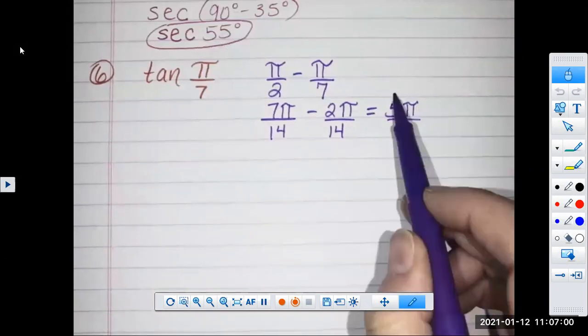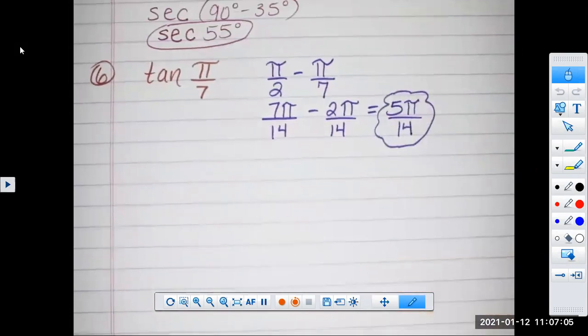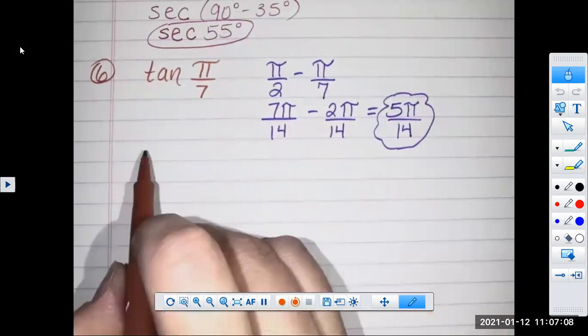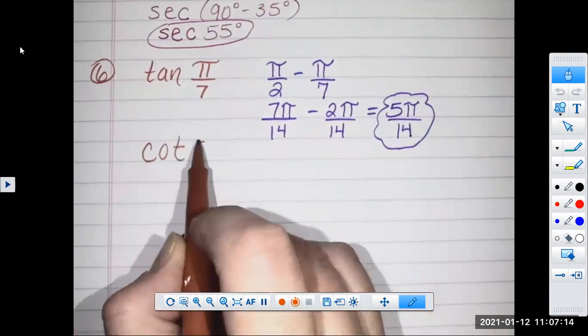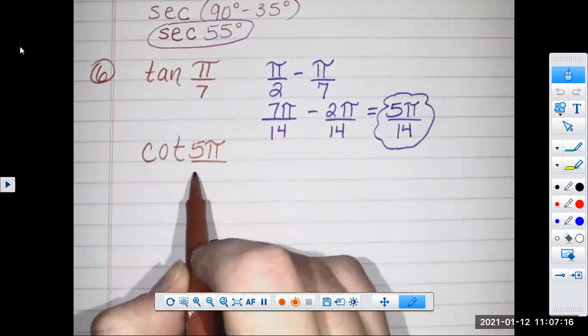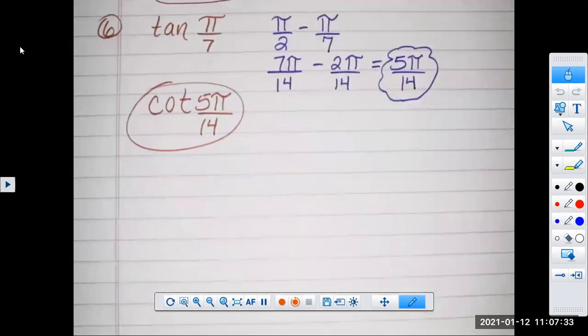So this is your angle, but what do you put in front of it? What is cotangent's partner? So you're going to say cotangent of 5 pi over 14. If you were to type that in a calculator, tangent of pi over 7, and then type in cotangent of 5 pi over 14, you should get the same value. So that's one way you can check your work if you want to. Okay, last thing we're going to look at.